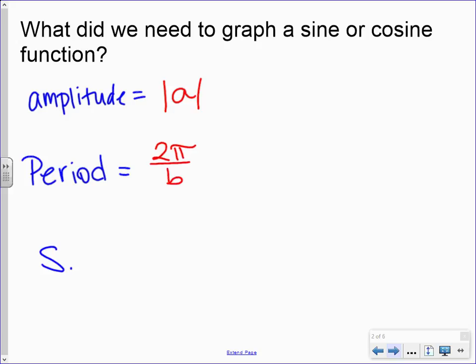Then we identify the starting point, C over B, comma D. Then we can draw our frame, and then we can draw on our curve. Well, what we are going to start with is the curve. So we will be able to pick out what the amplitude equals, what the period equals, and where the frame starts. Then we have to work backwards to get A, B, C, and D.